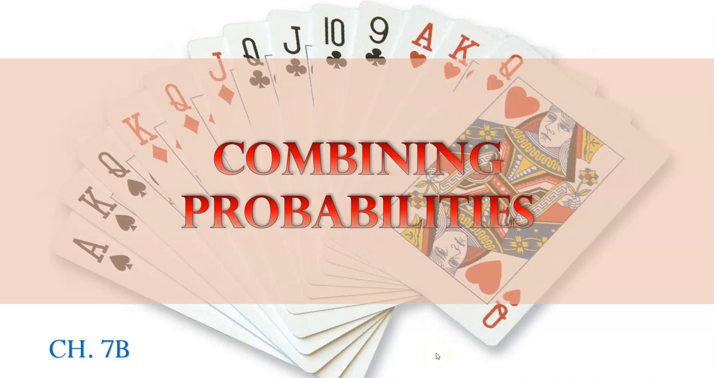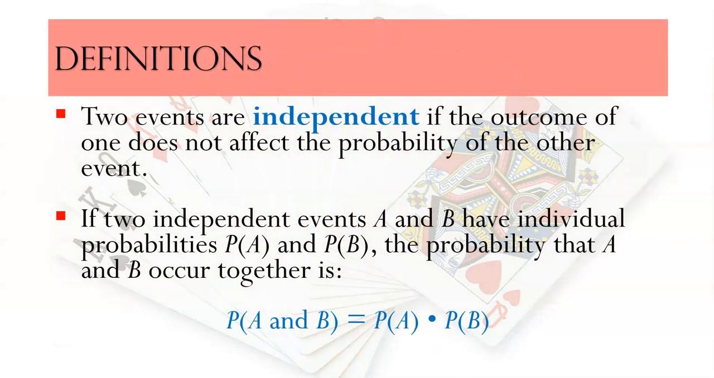Hi everyone! In this video we're going to discuss how to combine probabilities using the words "and" or "or" and the different aspects that go into that. We're going to start with "and." In order to talk about this we need to decide if the events that you're looking at combining are independent or dependent.